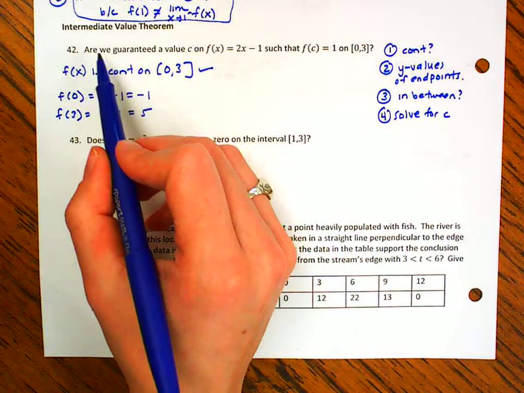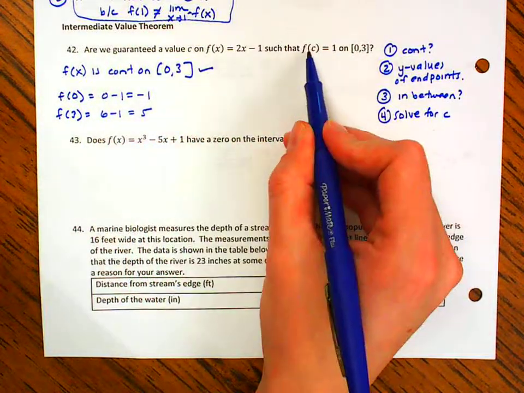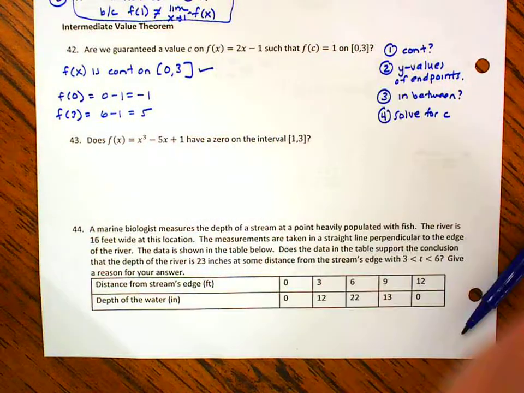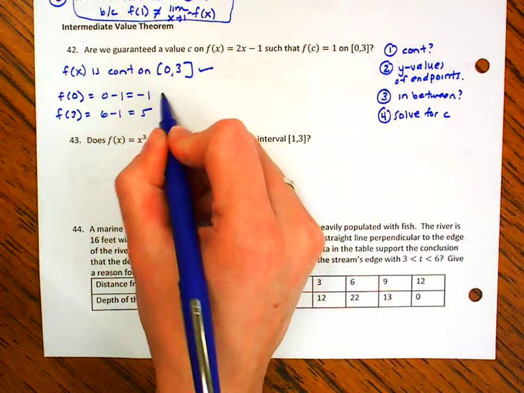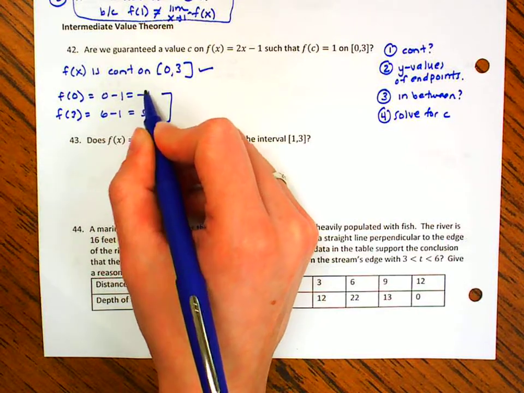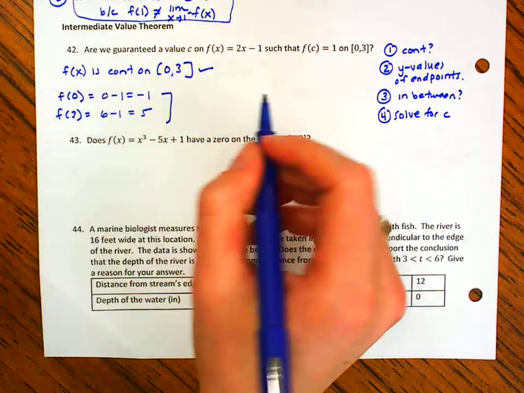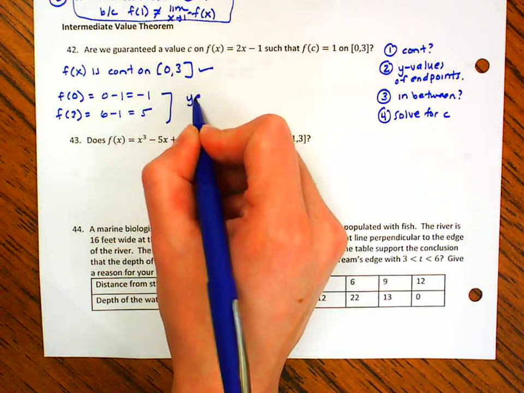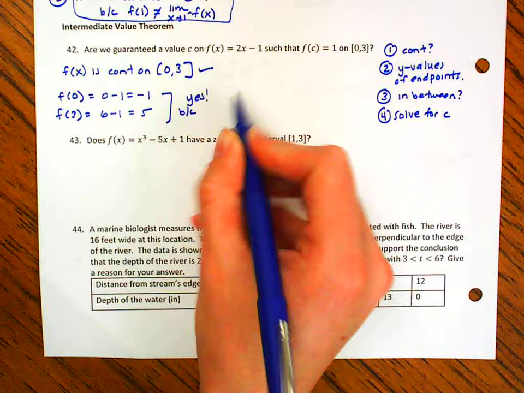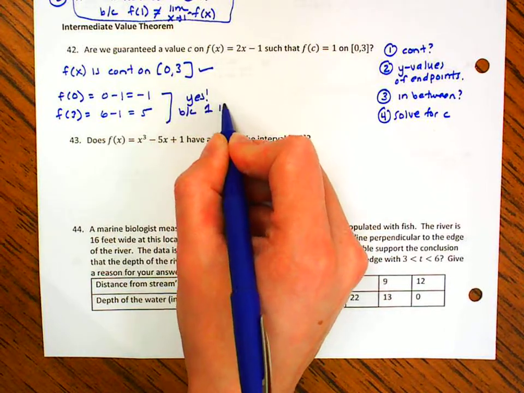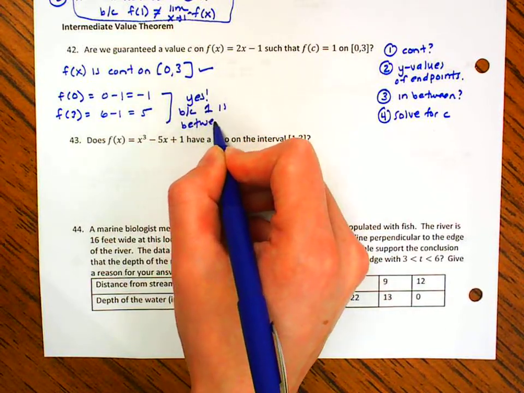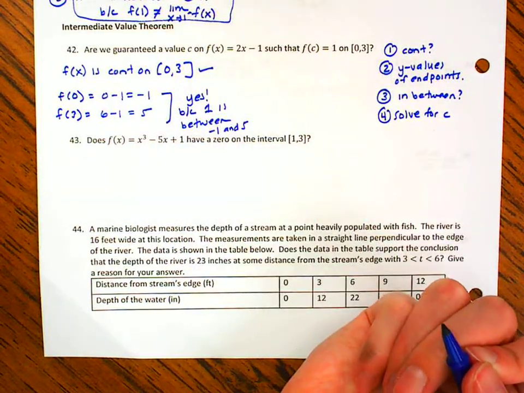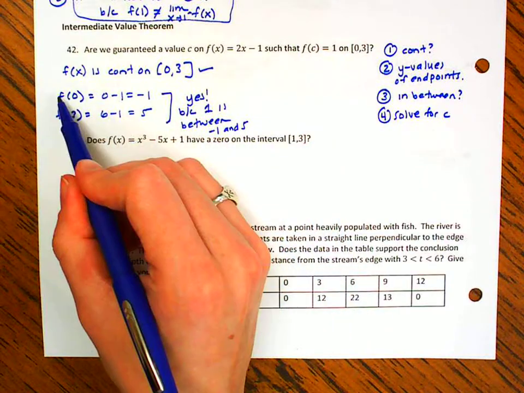Because it says, are we guaranteed a value C such that f of C equals 1? Am I guaranteed a time when y is 1? Well, wait a minute. Since 1 is in between negative 1 and 5, I have to pass through a y value of 1 because my function is continuous. So are we guaranteed a value C? I'm going to say yes because 1 is between negative 1 and 5. We could also say yes because 1 is between f of 0 and f of 3.